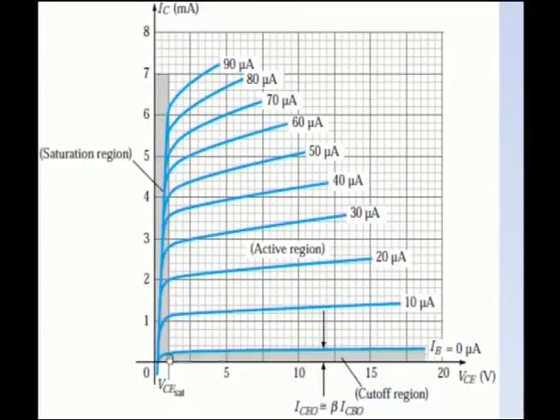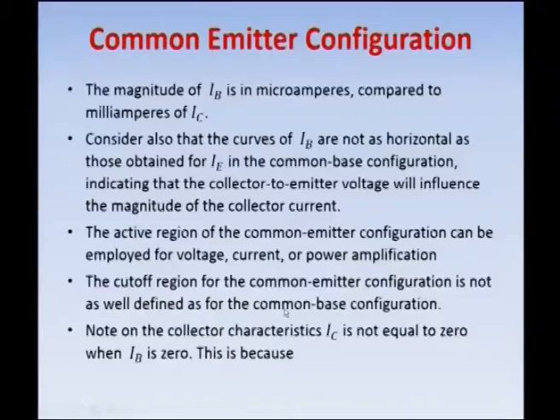When IB is 0, what is the current at its output? It is not 0, there is a current flow at its output, but in the case of a common base, when the input current, emitter current is 0, the collector current is 0 in that case. But here if the input current IB is 0 for the common emitter, the collector current is a minimum value, that is in the milliamp range. This is because of the factor that due to the minority carrier flow, we will see it later.